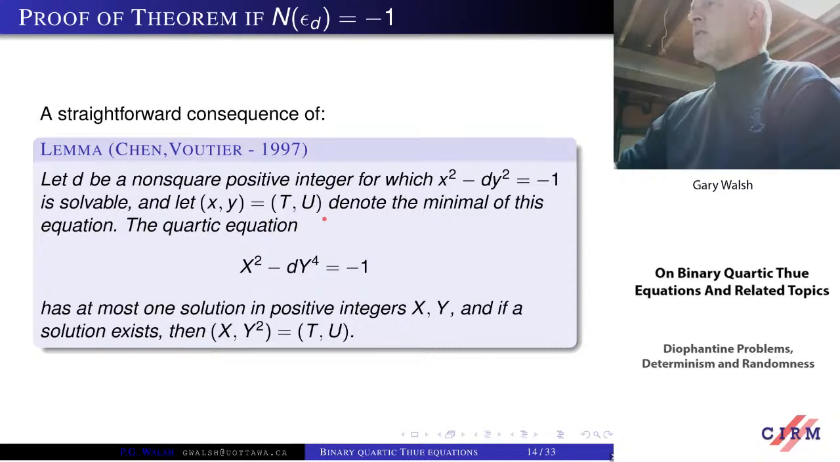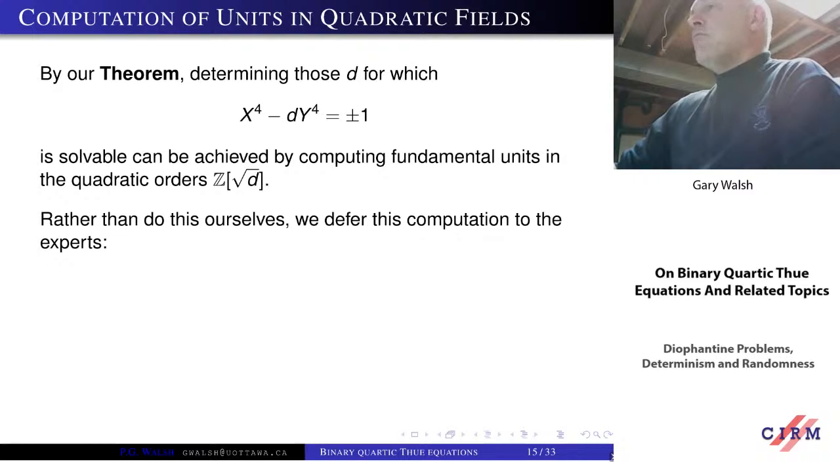And I'm going to let x, y equal to t, u denote the minimal solution of this equation. Then the quartic equation x squared minus d y to the fourth equals -1 has at most one solution in positive integers, and if it exists, it comes from the minimal solution. It's actually equal to it. Okay, so they really solved this problem completely. It's a beautiful result, and that gives the proof of our theorem in the case of -1. So we really had nothing to prove. It was a straightforward consequence of results that appear in the literature.